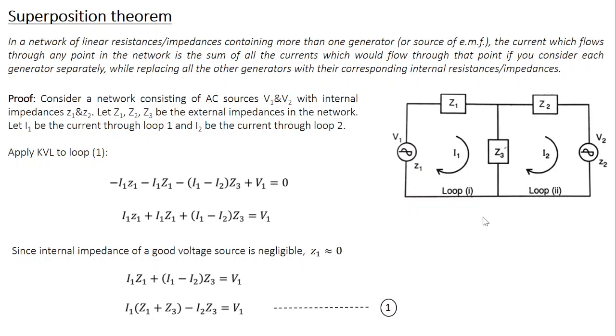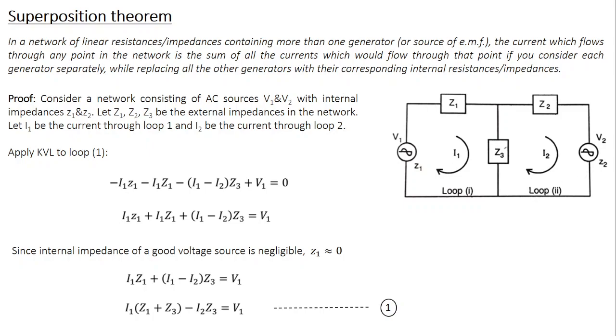We have two closed paths here, one including V1, Z1 and Z3, the second one including V2, Z2 and Z3. The first one I call loop 1 and the second one is loop 2. Let I1 be the current through loop 1 and I2 be the current through loop 2.